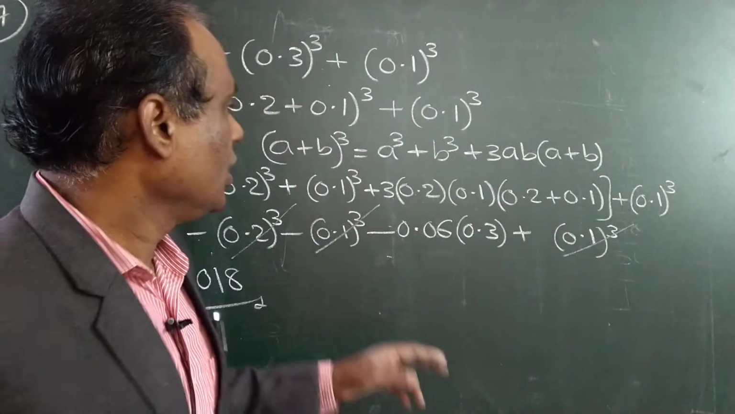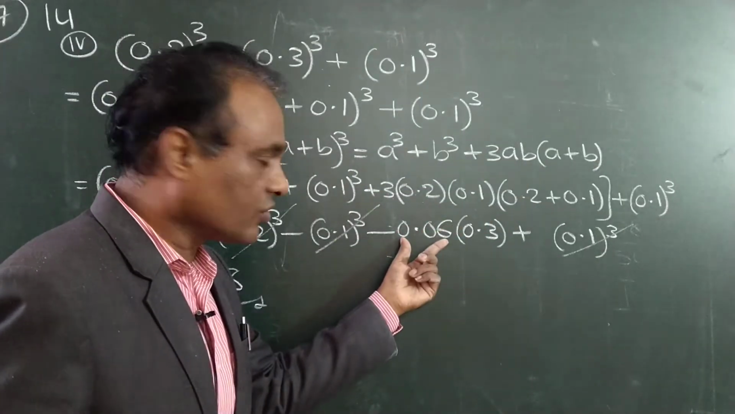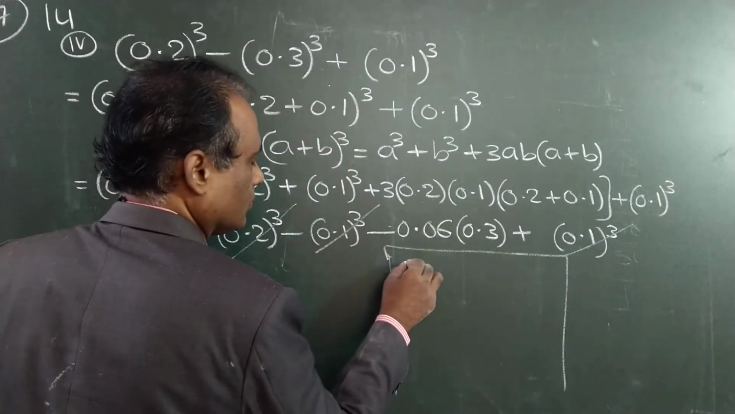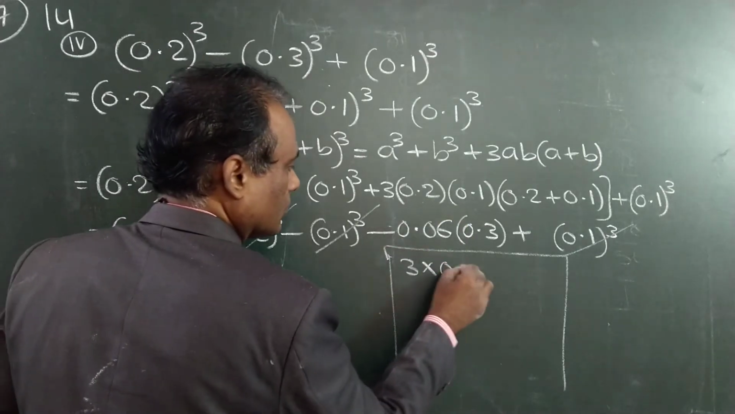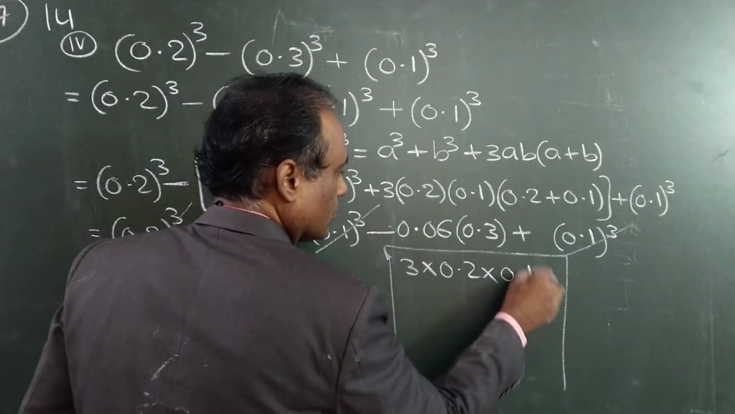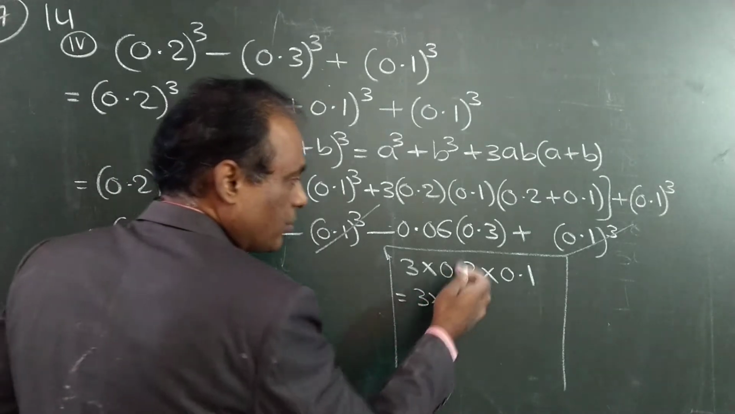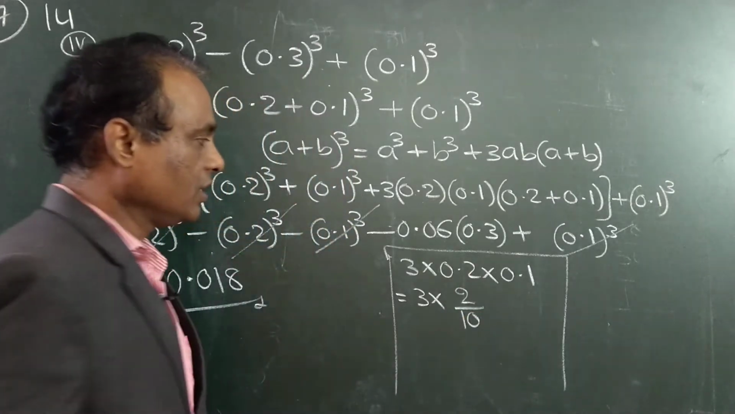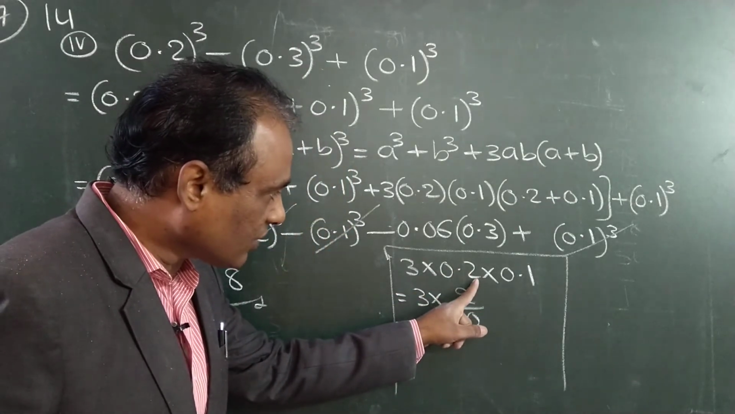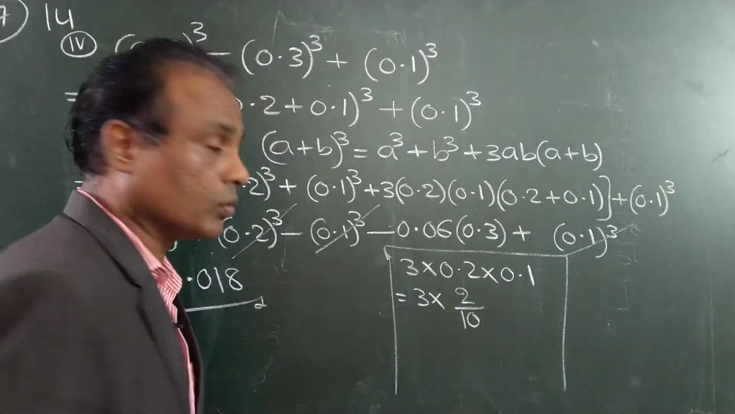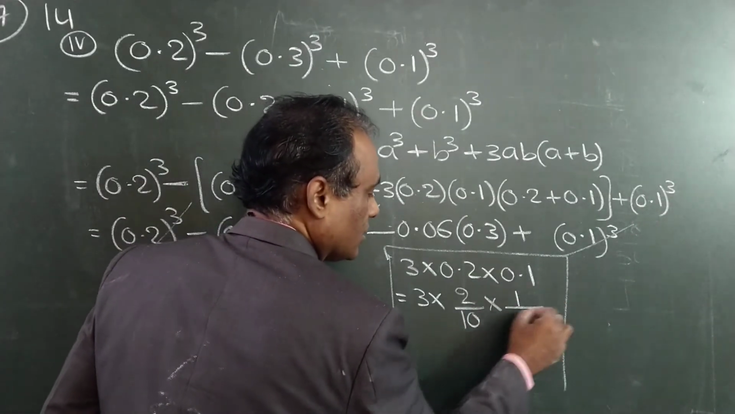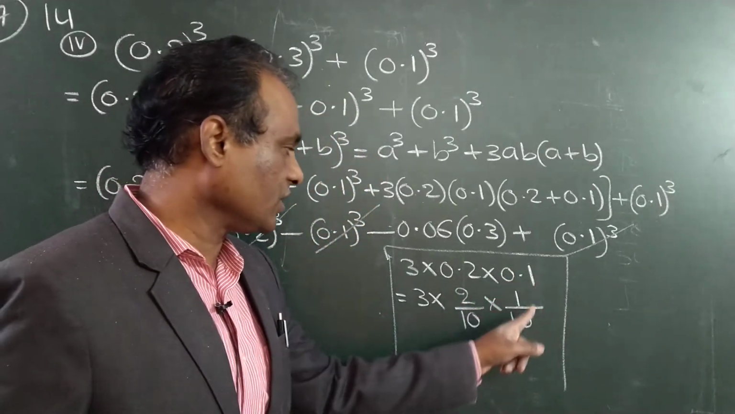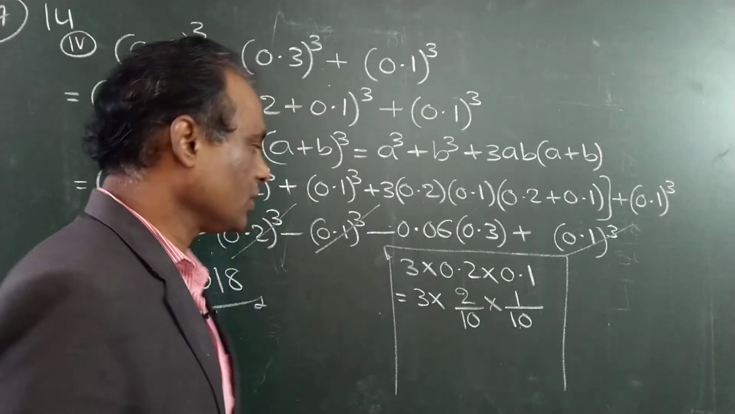See, I will explain why I wrote 0.6 here. If you remove the decimal, after the decimal there is 1 digit, so we get 10. Next, 1 by, after the decimal 1 digit, so 10. After the decimal 1 digit, 10.